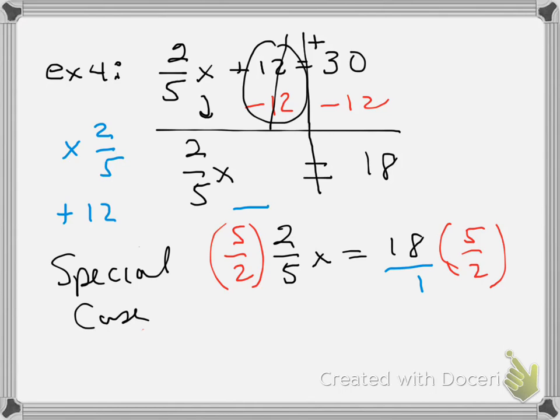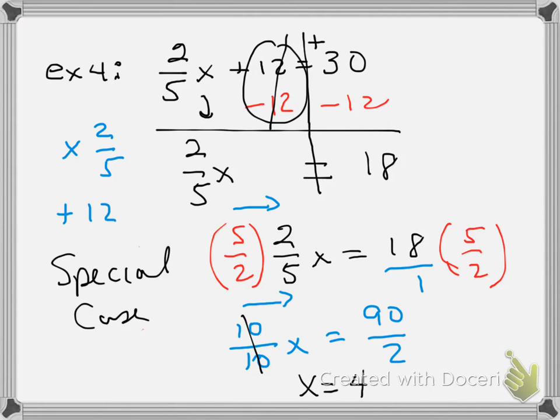Now we can multiply straight across top and bottom, so that would be 10/10. I'll put the x, and then 18 times 5, that's 90 divided by 2. All right, and so 10 divided by 10 is 1, so my answer is x, or variable's x, and 90 divided by 2 is going to be 45. So my answer here is 45.